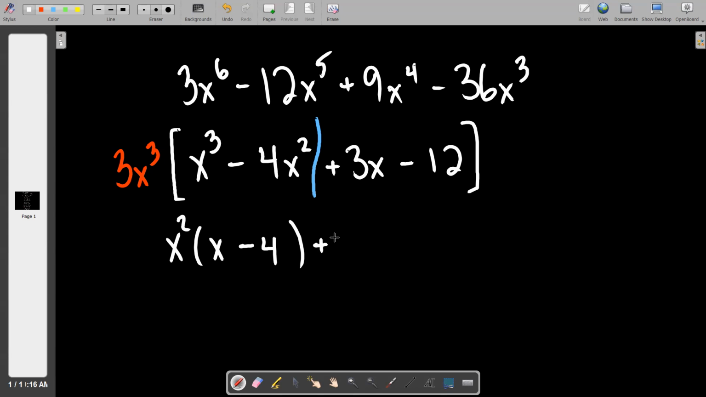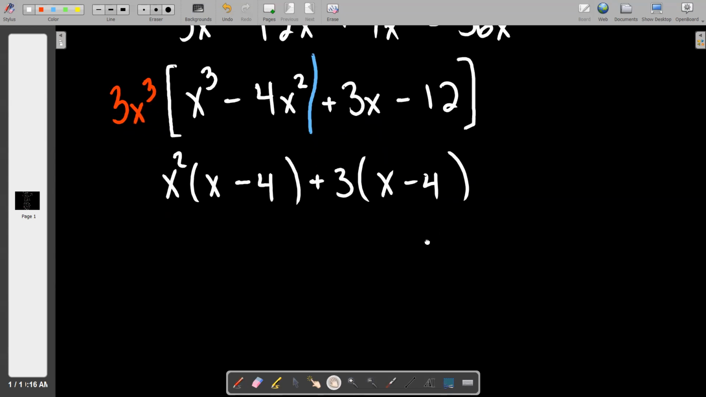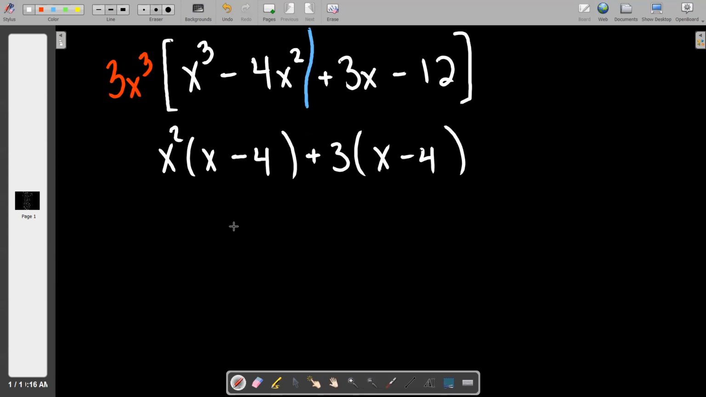Copy down the plus. And what do you pull out of a 3x and a 12? A 3. Leaving behind what? What do we do next? Then what?